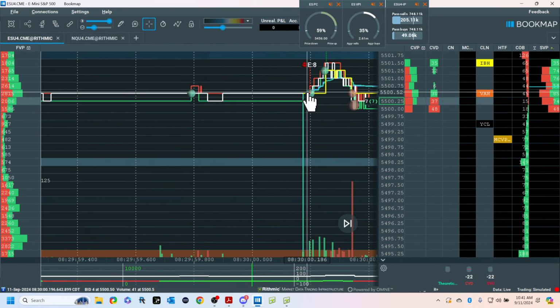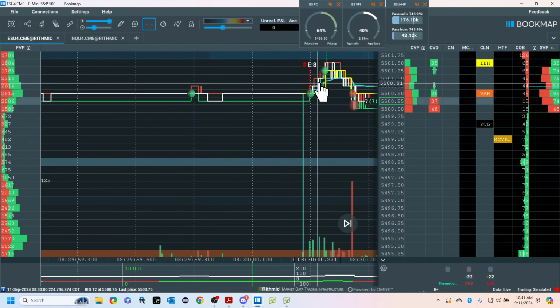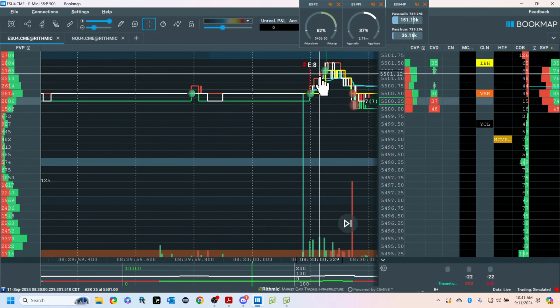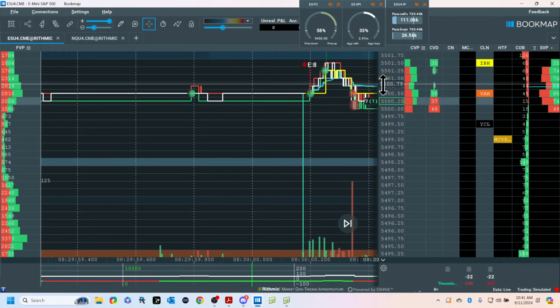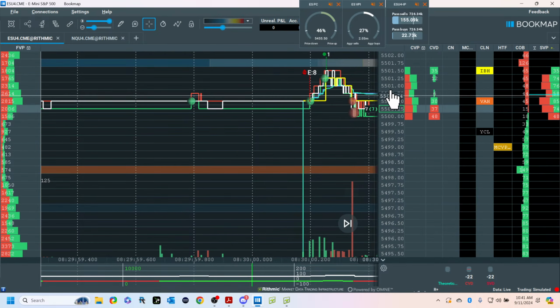So let's go back here and let's get rolling. RTH open 8:30 Central Time. Here's some buyers. It's a wonderful day. This yellow line is called the developing volume point of control. What you're going to see here, let me just point out what we're looking at here.